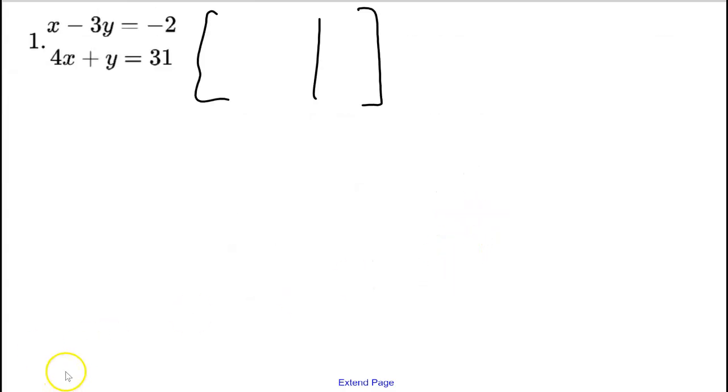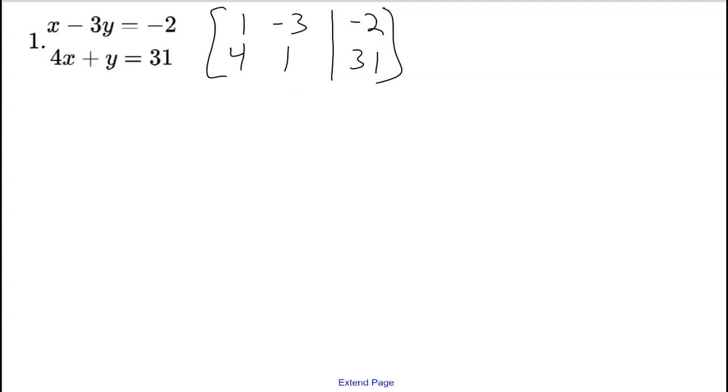All right, so here's another example. First thing we're going to do is write it as an augmented matrix. It's going to look like this: 1, -3, -2, 4, 1, and 31. Okay? And look, we already got the 1 here and a 1 here. We're getting close already. Let's see what we could do to make sure we get 0 here and 0 here.